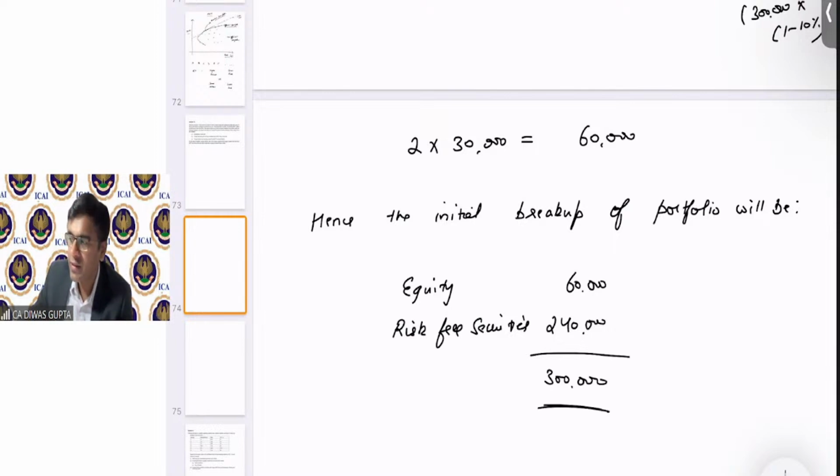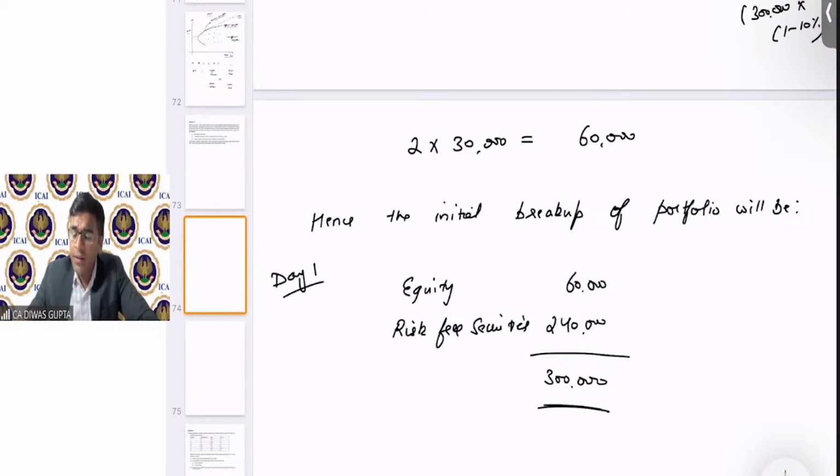Yes, Tanisha, you're right. 2,70,000 and 60. Okay. So this is the portfolio as on day 1. And this equity, we will say that this equity is actually the Nifty equity that we are investing. Okay. Because that is what it is given in the question.